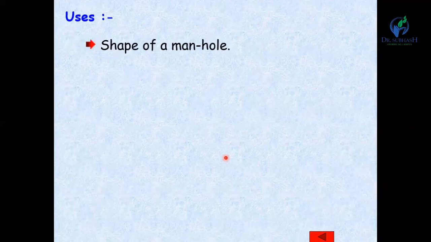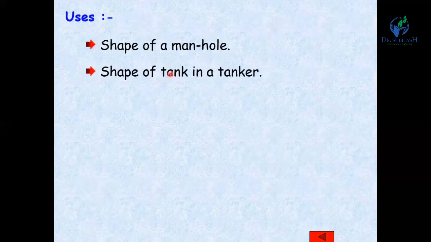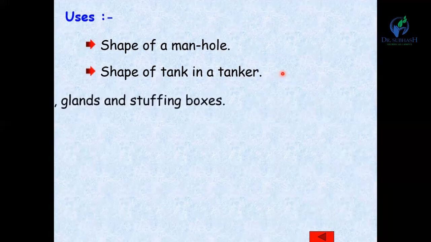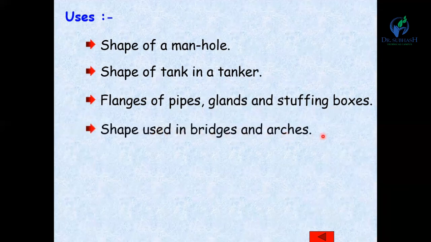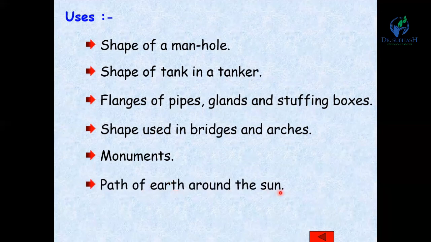Now, what are the uses of the ellipse? The shape of the main body of the boiler is elliptical. The shape of the tank in a water tanker is also elliptical. Flanges of pipes, glands and stuffing boxes are of elliptical shape. The shape is used in bridges and arcs, and the shape of monuments. And the path of the earth around the sun is also elliptical, and the shape of the trace, etc. So these are the different uses of the ellipse.